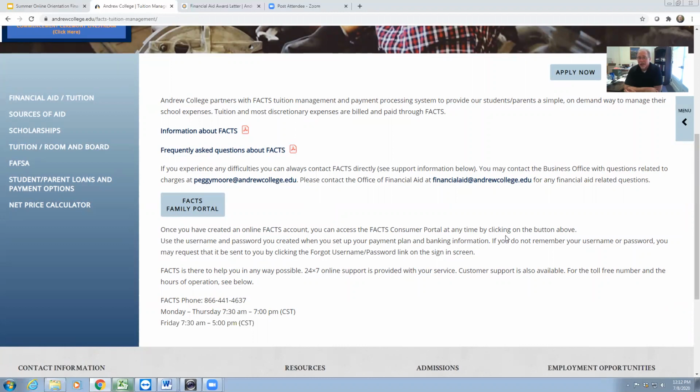And with FAFSA, you can divide that into 4 or 5 monthly payments, depending upon when you decide to enter into a contract with FAFSA. There is an enrollment fee for it.